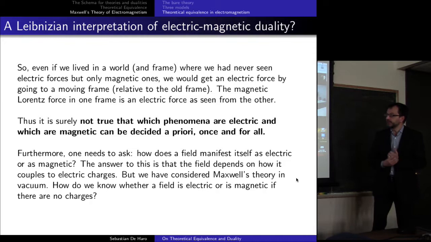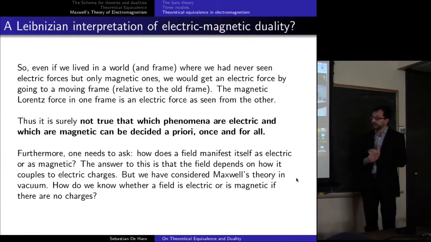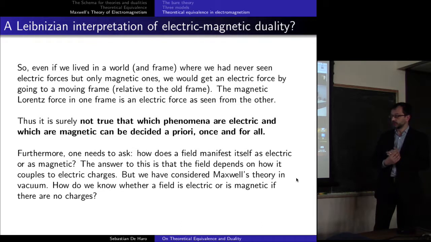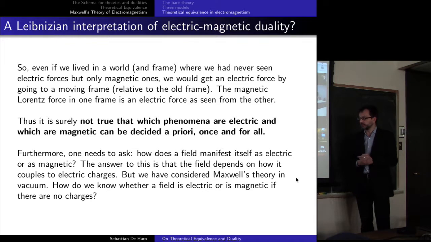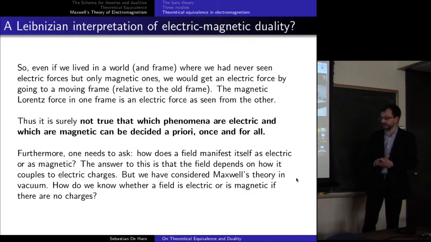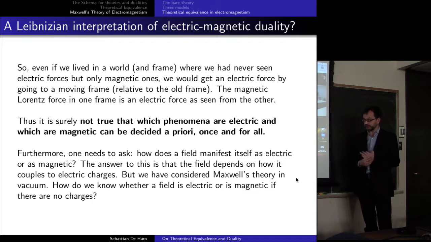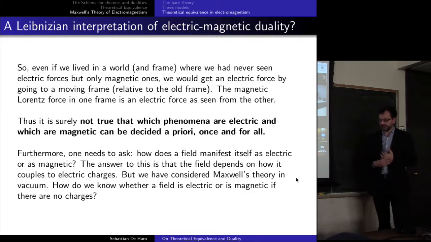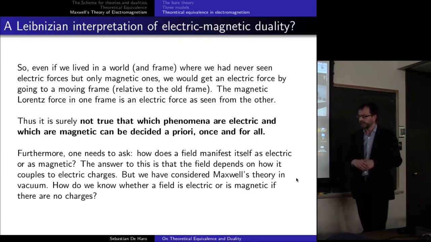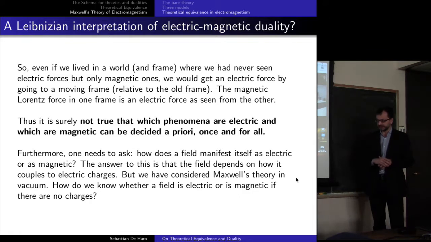Even if we lived in a world and a frame where we had never seen electric forces but only magnetic forces, we would get an electric force by going to a moving frame relative to the old frame. So the magnetic Lorentz force in one frame is an electric force seen from the other. It is surely not true on the standard interpretation of special relativity that which phenomena are electric and which are magnetic can be decided a priori once and for all. To decide whether something is electric or magnetic, you really have to go into the details of the frame you're looking at, and if you change frame, electric and magnetic might shift around.